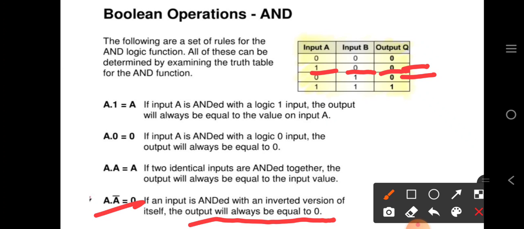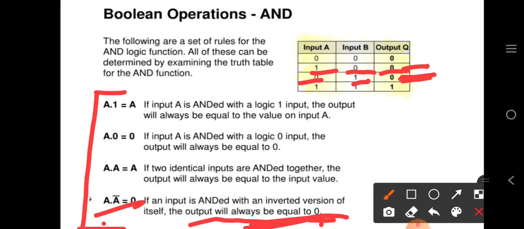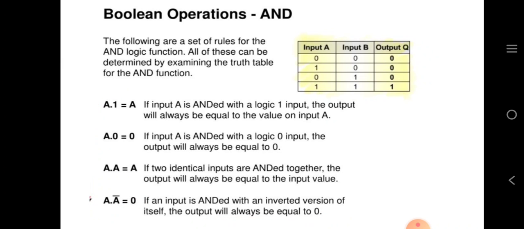Similarly, this condition also satisfies for the third condition. The input is 0. The second input is inverted, that is, the inversion of 0 is 1. So if you invert the input, then the output will always be equal to 0. So here you can see the output 0. Okay, so I think these 4 conditions are clear to everyone.